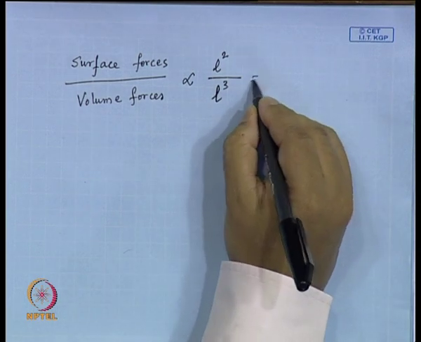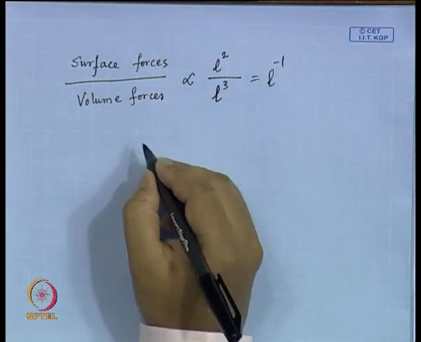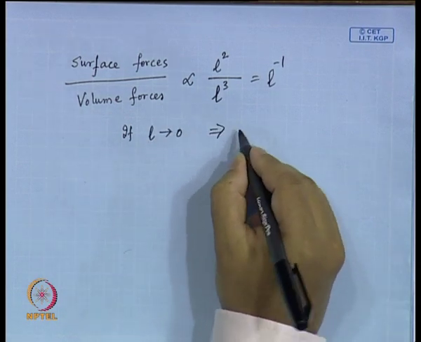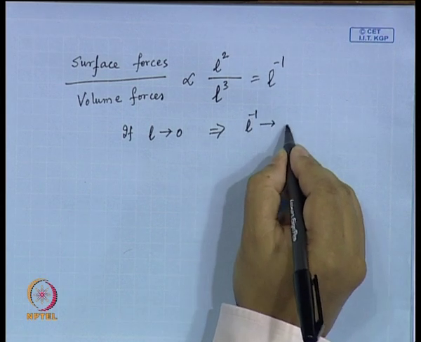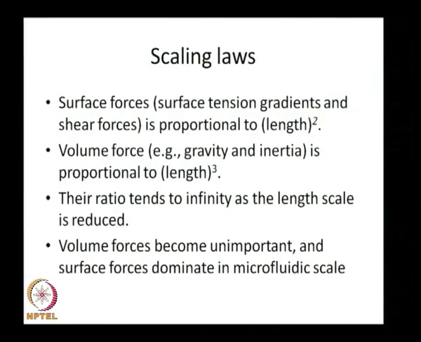So, this is equal to basically L inverse 1. So, if L tends to 0, this implies that L inverse tends to infinity. What this means is that volume forces become unimportant as you reduce the length scale, however, surface forces become dominant. This is something you have to keep in mind, that we are more keen on accounting for the surface forces rather than the volume forces in this process.